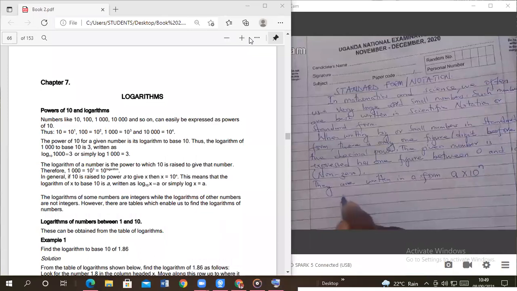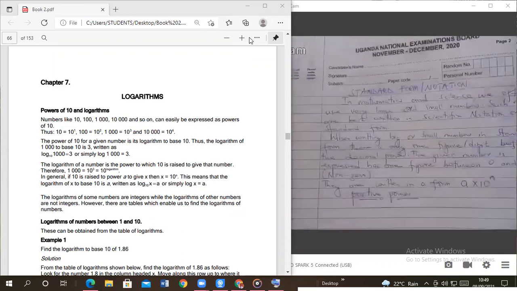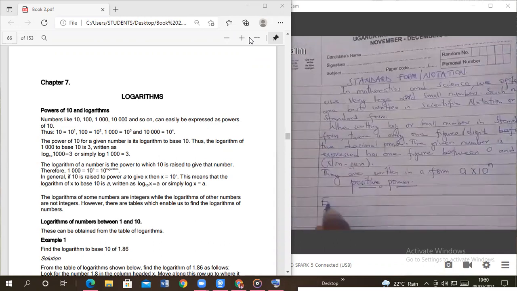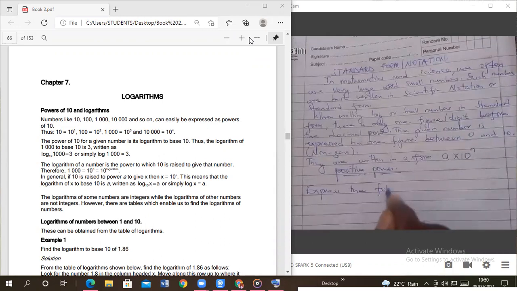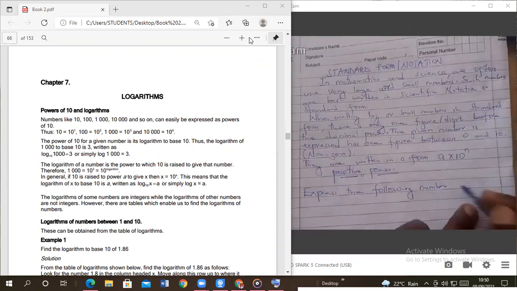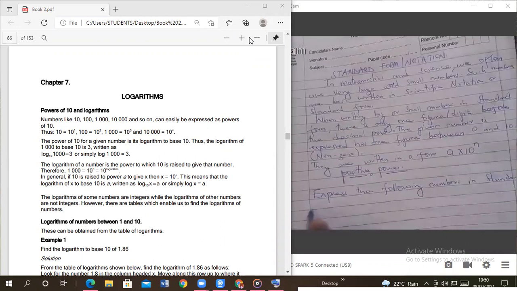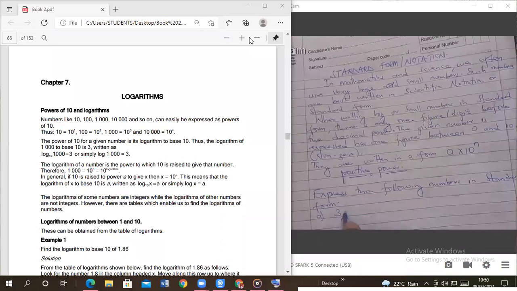So let's start with the positive powers. The question is, express the following numbers in standard form. A: we have 3,200. What is this one in standard form, members?